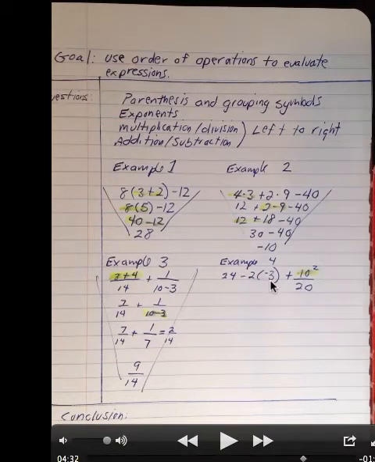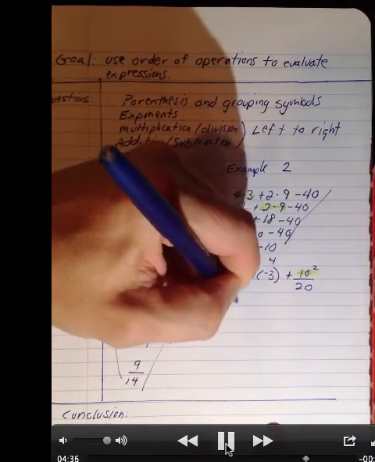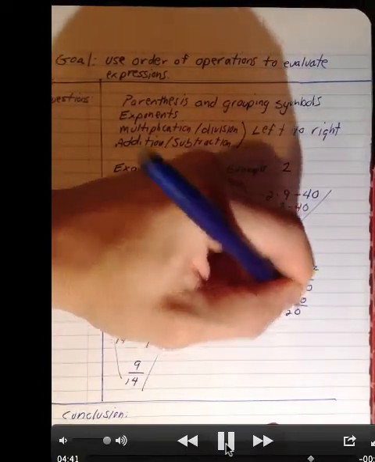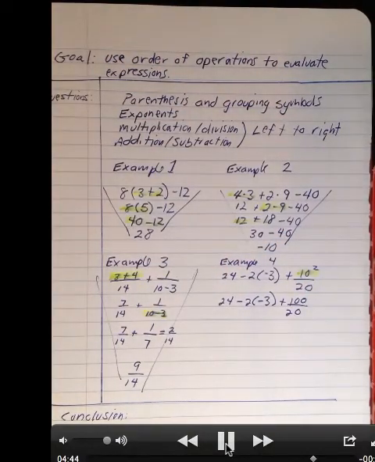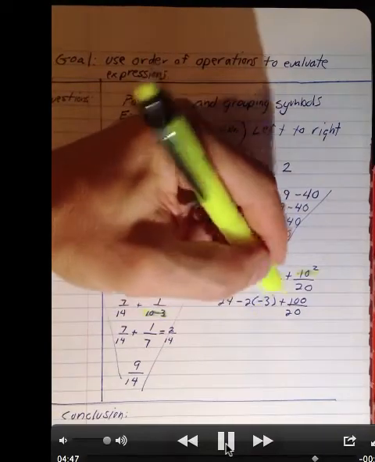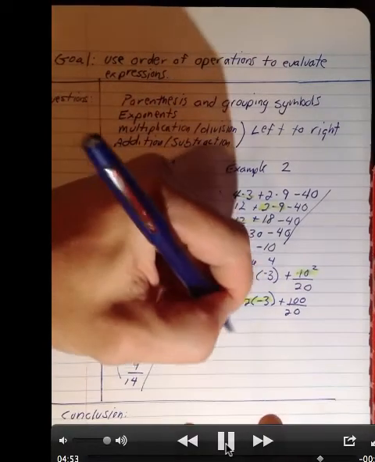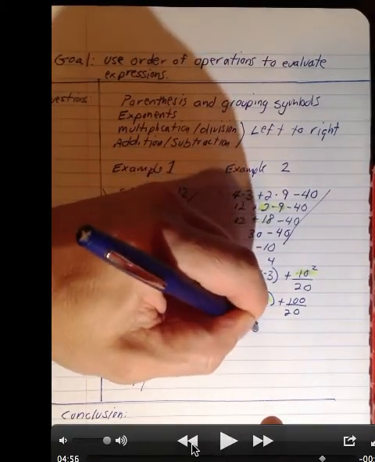There was no computation to do in here. It's just protecting that -3, and it's actually multiplication. So even though you see parentheses, there's nothing to do. There's no computation to do. So that's why we went down to exponents. Now I'm going to back this up just a little bit.